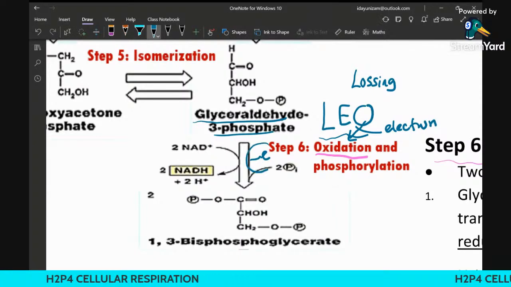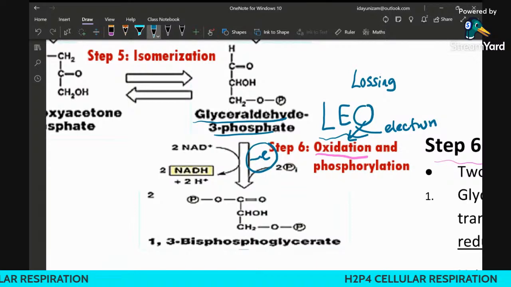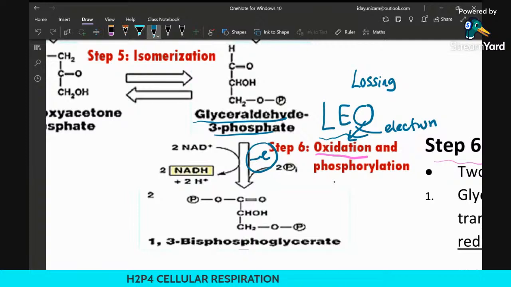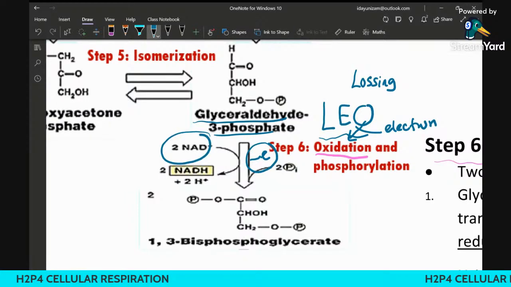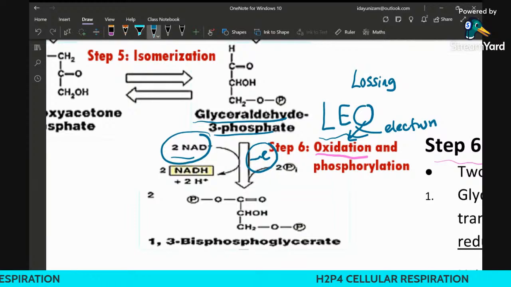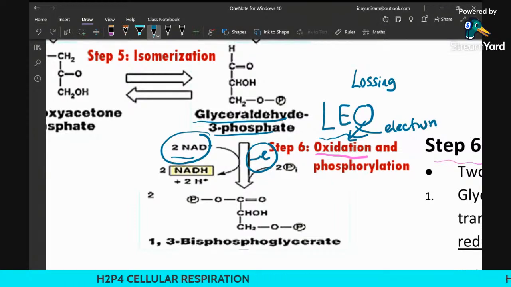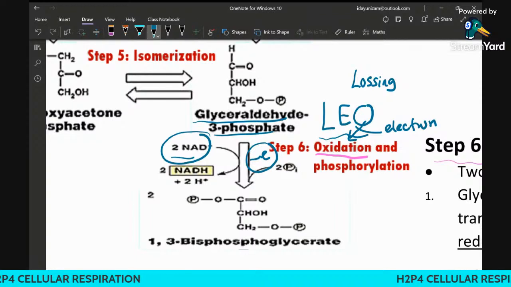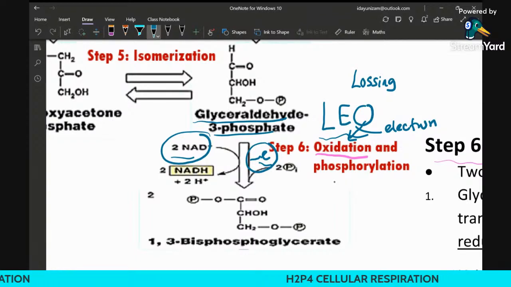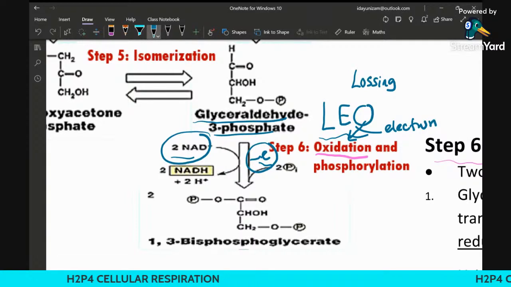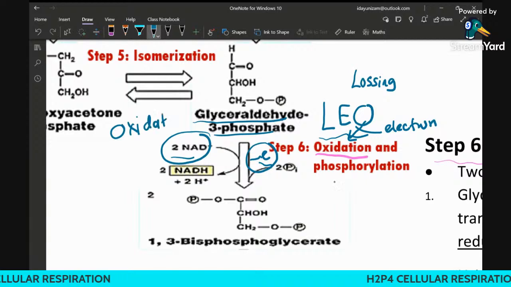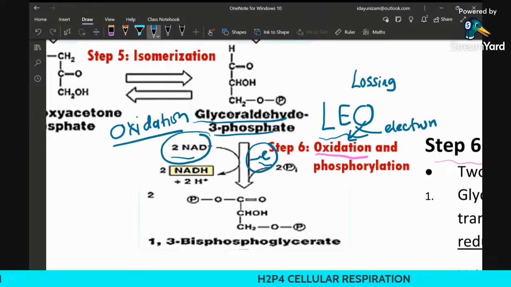When the electron is removed from the G3P, there must be another molecule that accepts the electron. You still remember under the concept of cofactor, coenzyme is the example. This NAD plus, an example of coenzyme under the concept of cofactor, will receive this electron. When it gets the electron, it will convert to NADH. That is oxidation. So this G3P will undergo the process of oxidation.